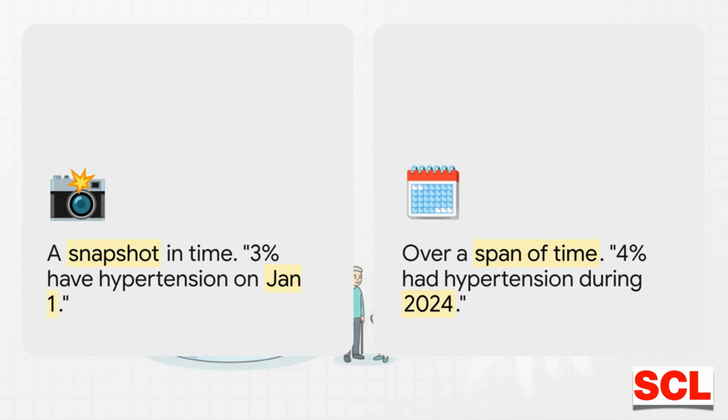Okay, and this is where it gets interesting, because we can measure that burden in a couple of ways. You've got point prevalence, which is like a single snapshot in time. You take a photo on January 1st and see, okay, 3% of the town has hypertension. But then there's period prevalence, which is more like a time-lapse video. It looks at the entire year and captures everyone who had that condition at any point during that 12-month span.